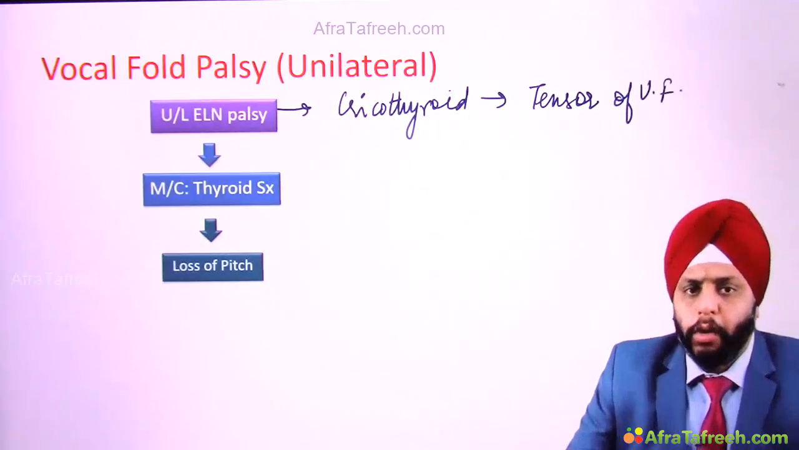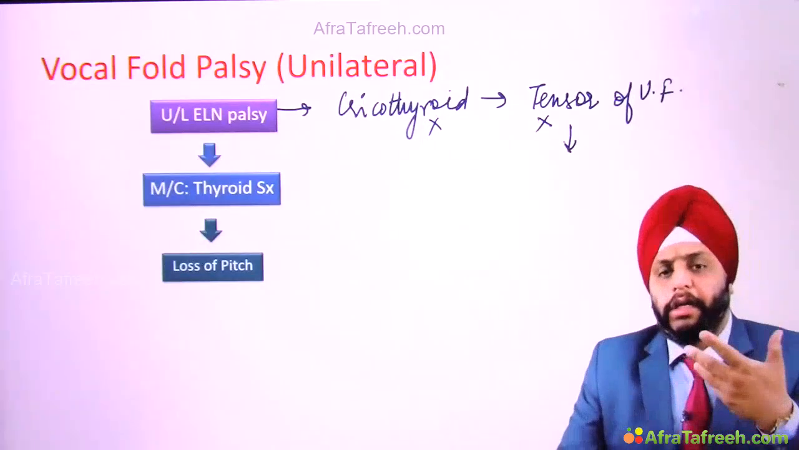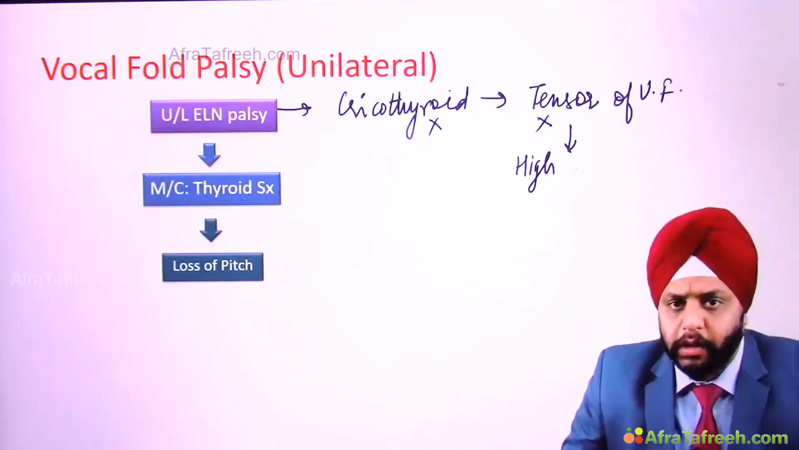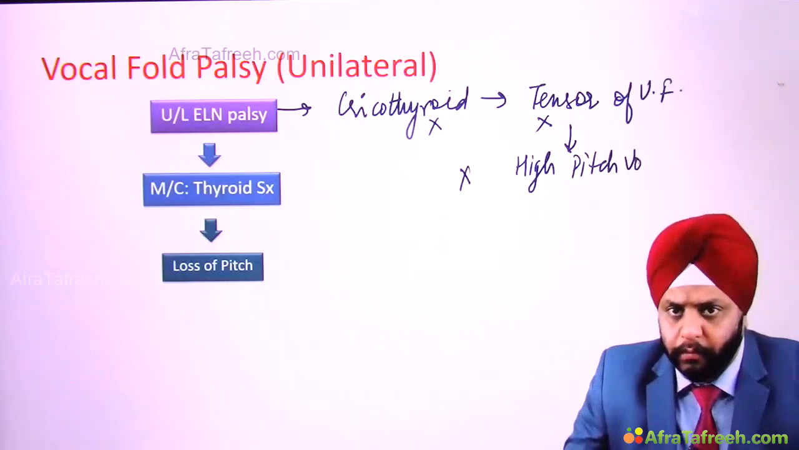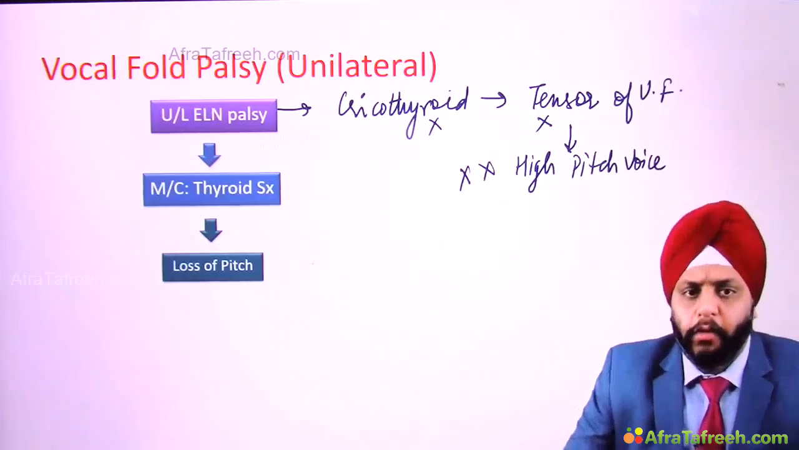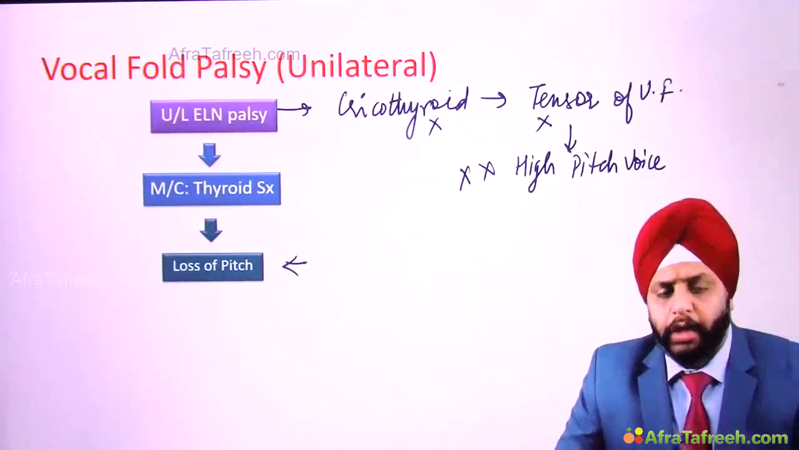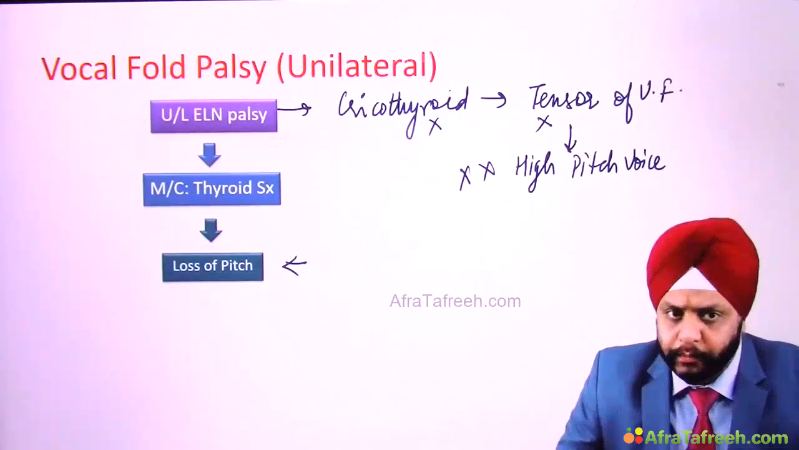Now if cricothyroid is gone, the tension is gone. That means the patient cannot increase the tension. If the patient cannot increase the tension, he cannot speak in high pitch. This high pitch voice is gone. So the patient has a low pitch voice, loss of pitch. The patient cannot shout too much. The patient cannot exert that much force because the pitch of the voice is gone.